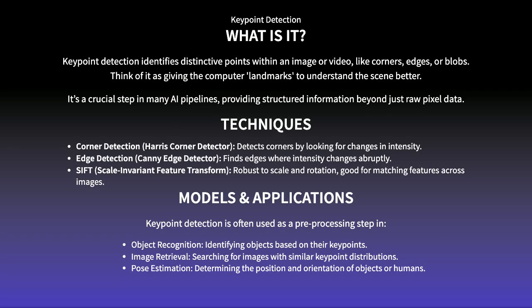Okay, let's talk about keypoint detection. It's a really important step in getting computers to see and understand images. Basically, it's like giving the computer a set of landmarks or points that are distinctive within an image. There are several techniques we can use, from classic methods like Harris corner detection, which finds corners based on intensity changes, to edge detection using Canny, and more advanced ones like SIFT, which is incredibly robust to changes in scale and rotation. These keypoints become really valuable because they provide a structured way for computers to analyze images. It's not just about seeing pixels anymore, it's about recognizing patterns and shapes.